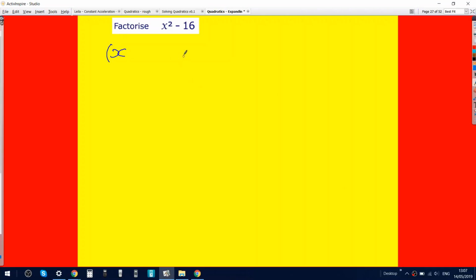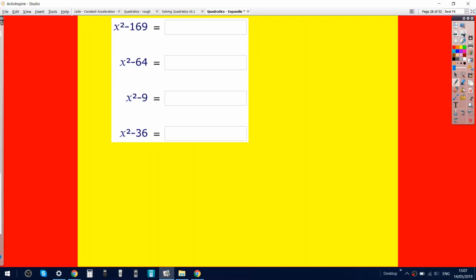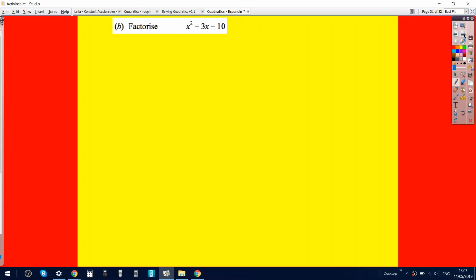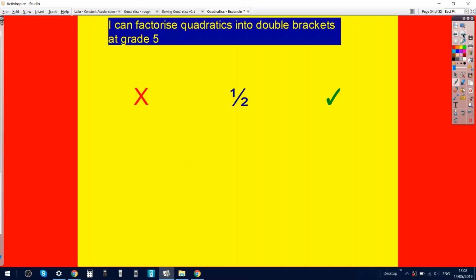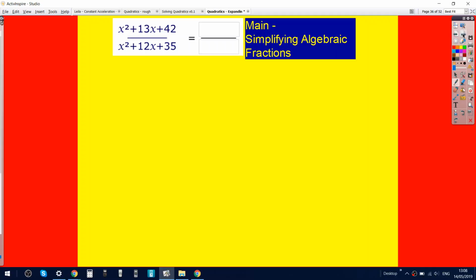16 is a square number, so it would be +4 and then -4. Fine. How do you simplify this? And so the one on top we just did.